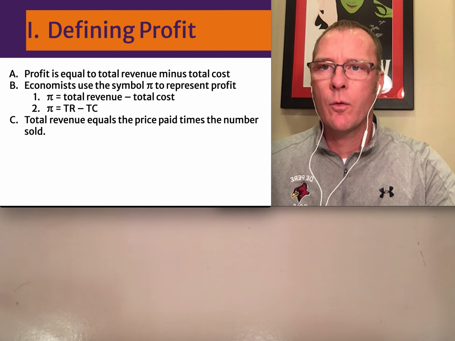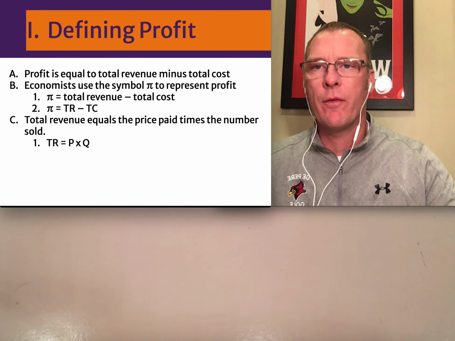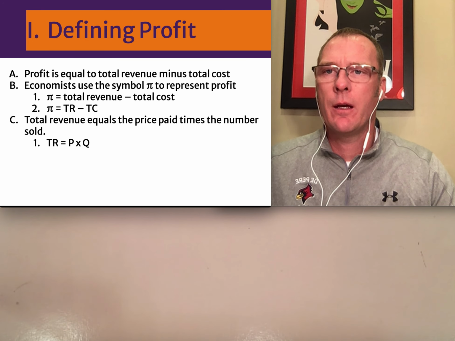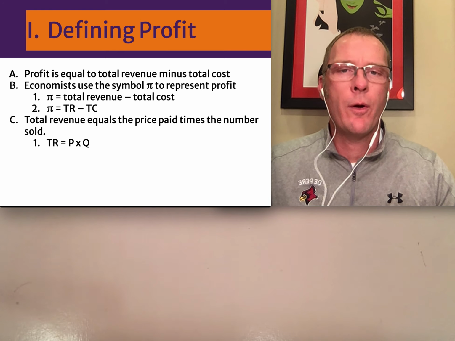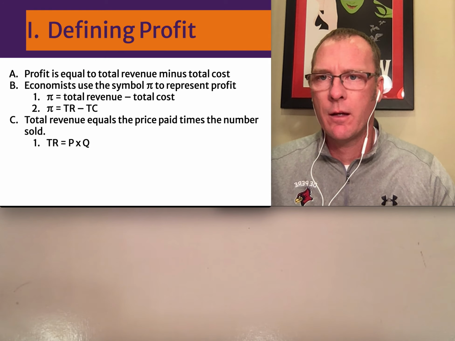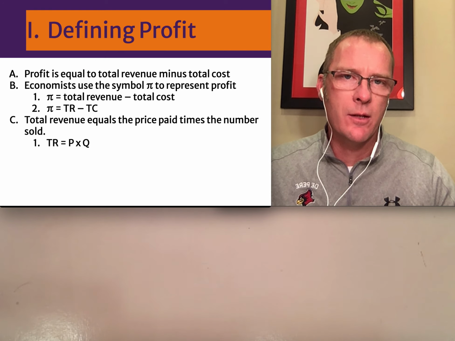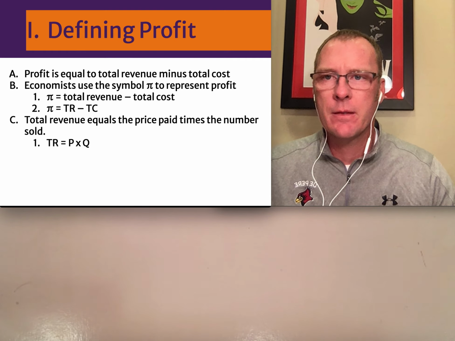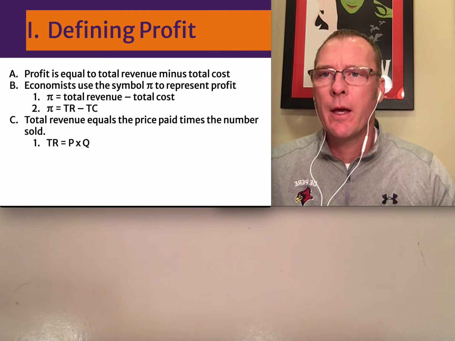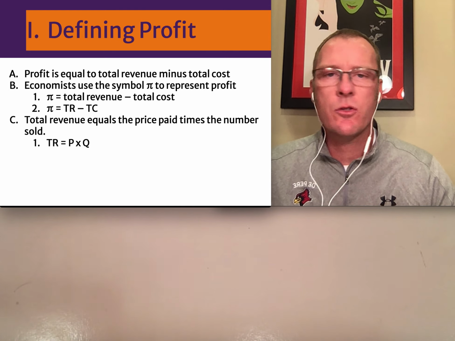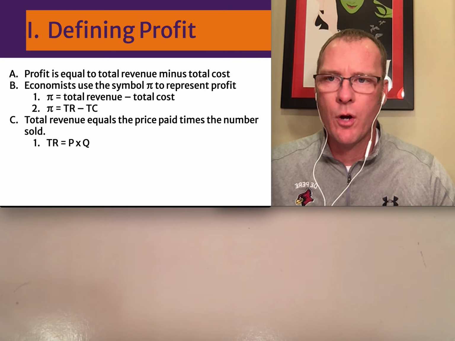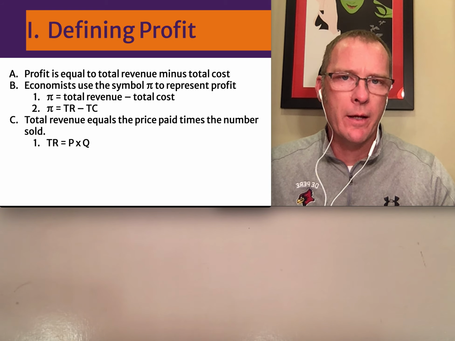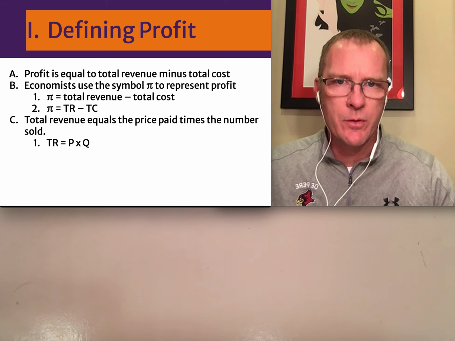So the first thing we're going to look at is, what is profit? Profit is simply total revenue minus total cost. The symbol is pi, because they use p for price. So profit is symbolized with that. TR minus TC is just total revenue minus your total cost. And we've done total revenue already. Total revenue is just the box of price times quantity.